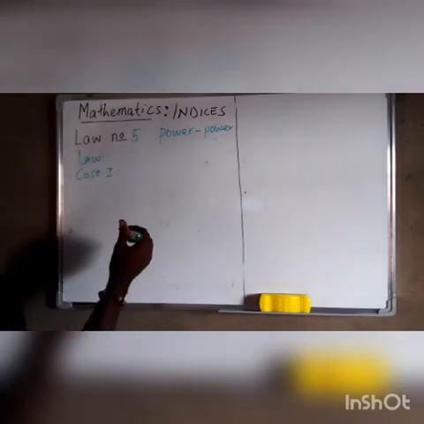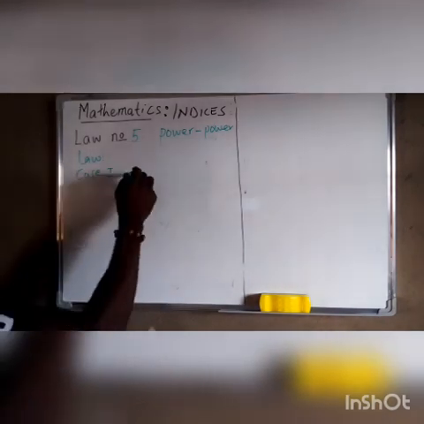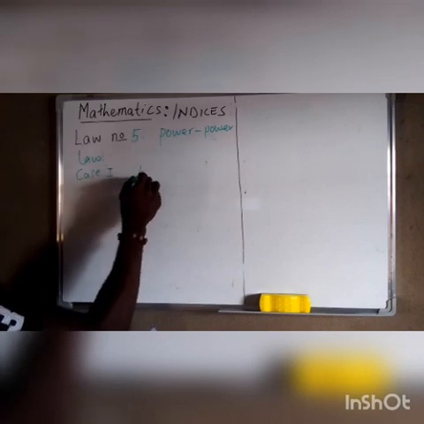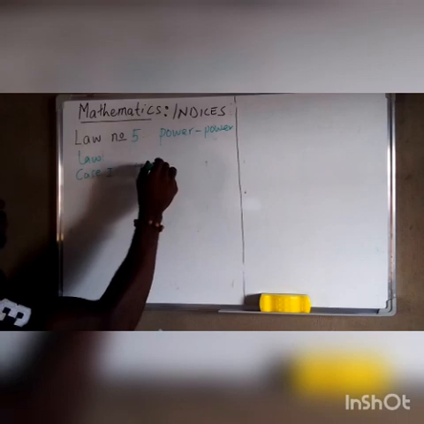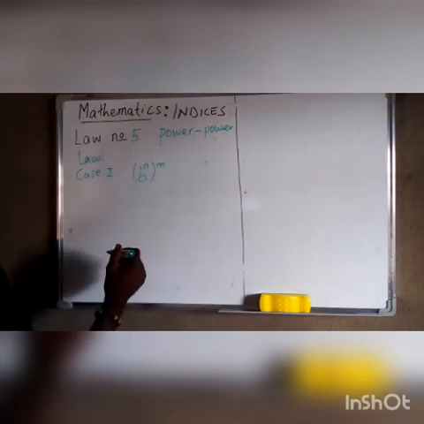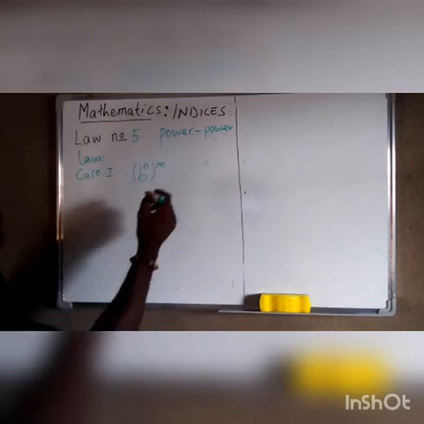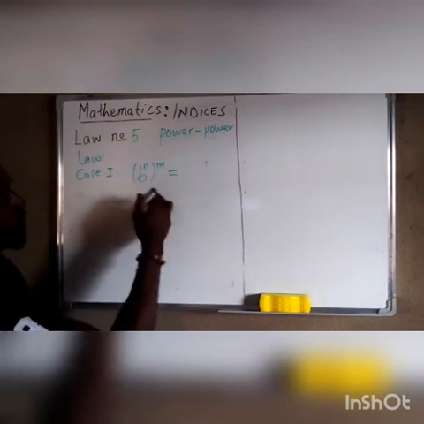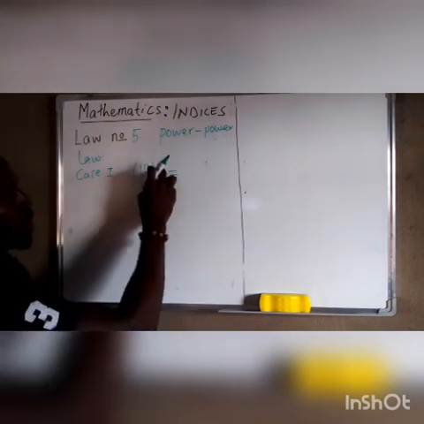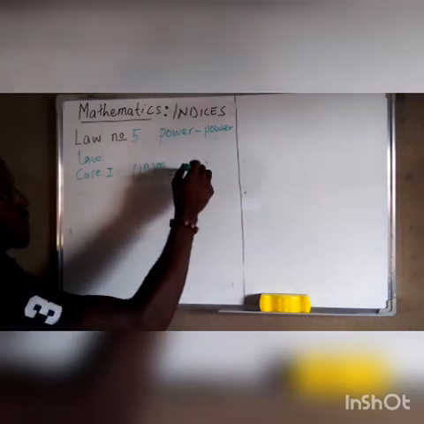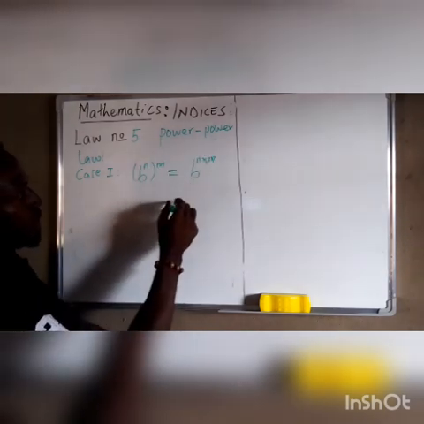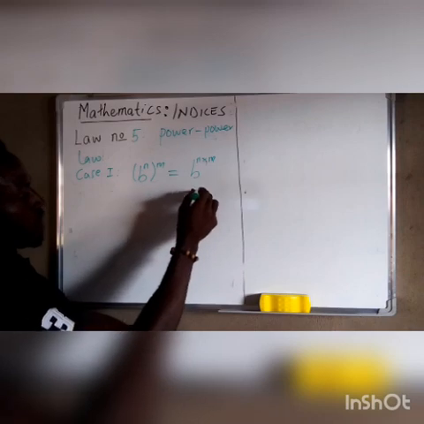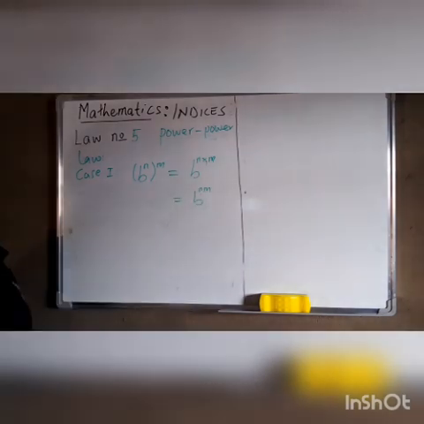If I have b raised to the power of n, and this whole thing is raised to another power of m, this is the power law. The interpretation of this law says that you are going to multiply the powers together. So this will give us m multiplied by n, so that will give us b raised to the power of mn. That is the first interpretation of this law.